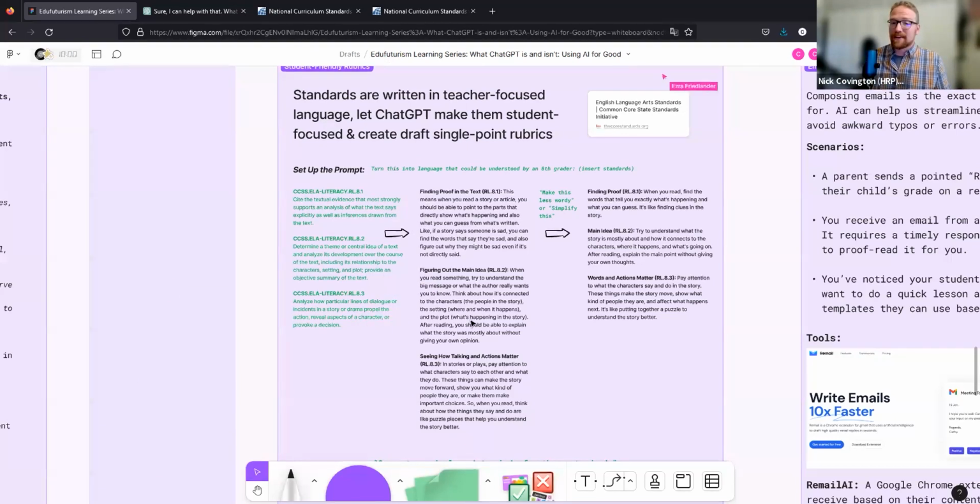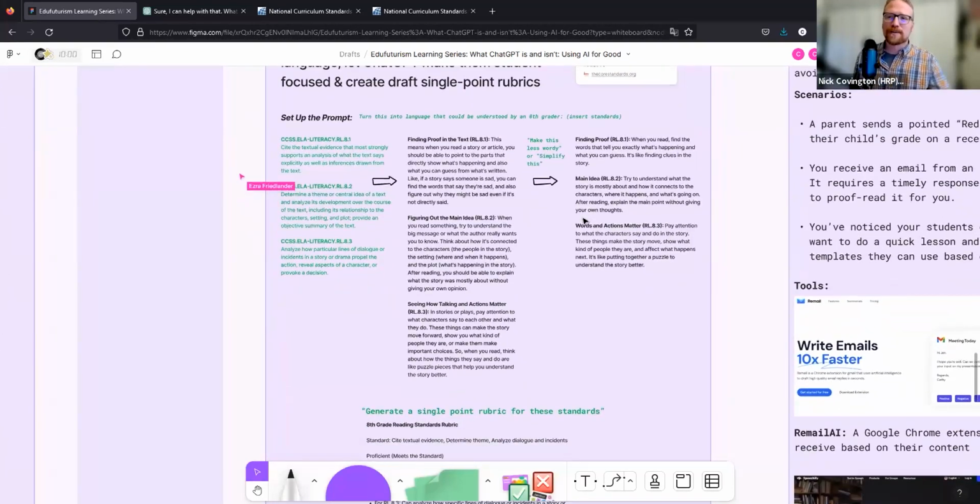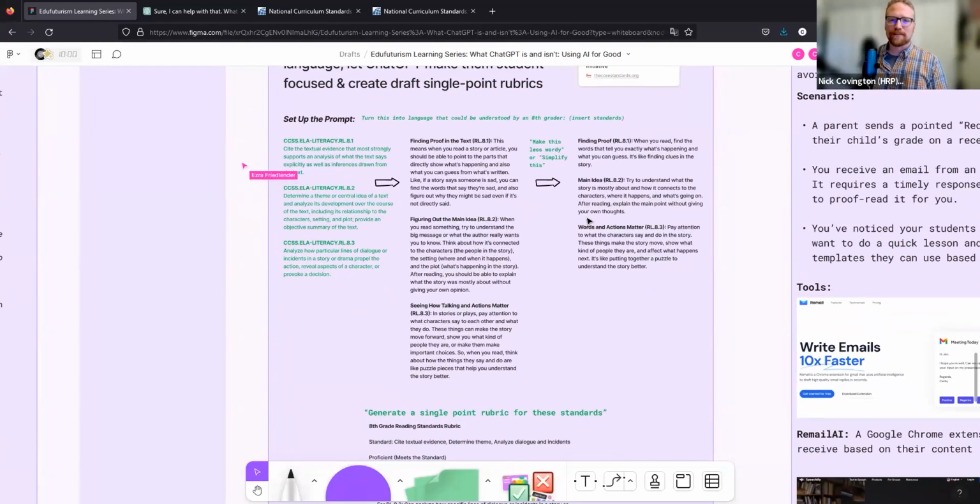And these are the 8th grade standards. It gave, I think, some more wordy language, but there's some explanatory power here, but I thought it was too much. So I simply added an additional prompt afterwards to say, make this less wordy, or you can ask ChatGPT to simplify this, and it does a real good job of that. So cite textual evidence that most strongly supports an analysis of what the text says explicitly, as well as inferences drawn from the text, becomes, when you read, find the words that tell you exactly what's happening and what you can guess.